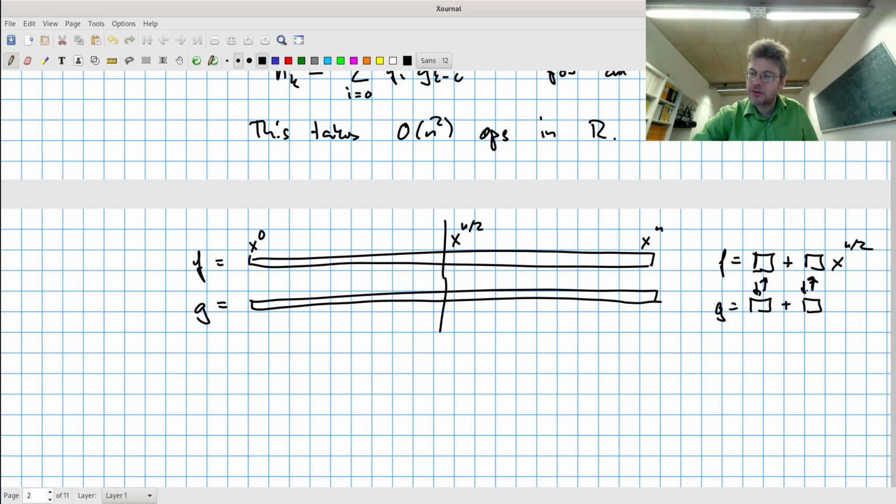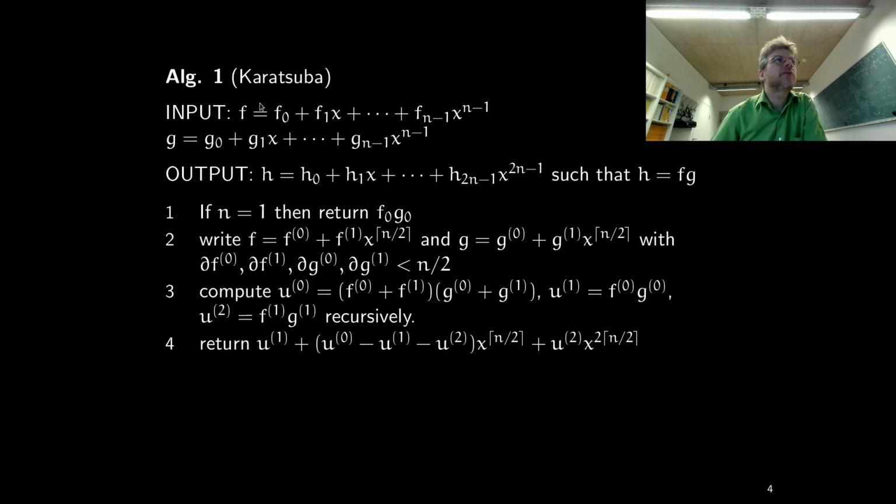So g you write as well like this. So you have reduced one product of two polynomials of degree n to three products of polynomials of half the size. If you write this down, you get this algorithm. So here f and g are the given input and h is the output. And this is a recursive algorithm, and in a recursive algorithm you always have to say when it stops. So it reduces the problem to a problem of the same nature, but of a smaller size. It keeps doing this, but at some point it will have a very, very small problem.